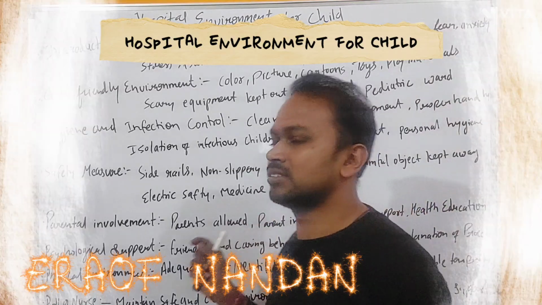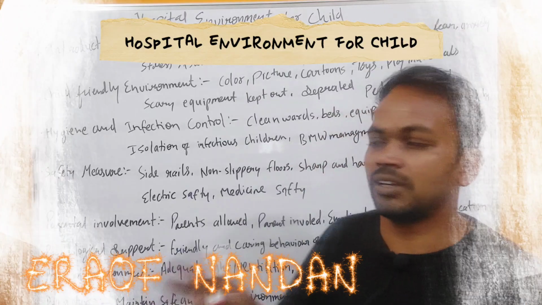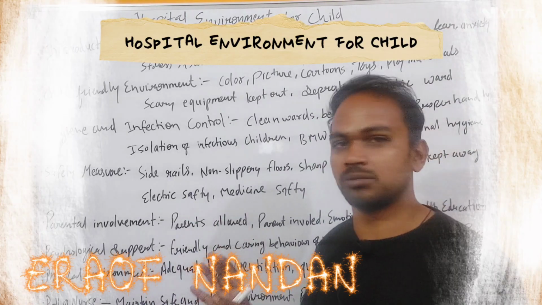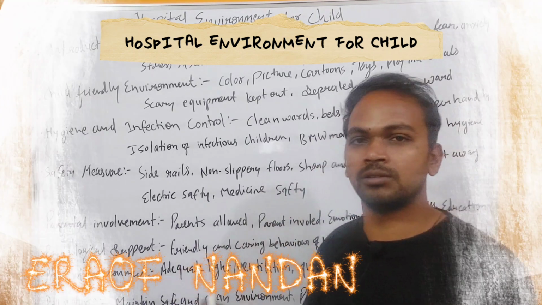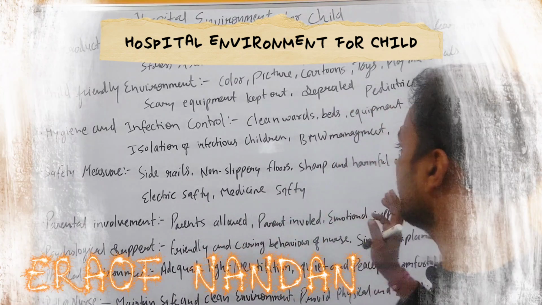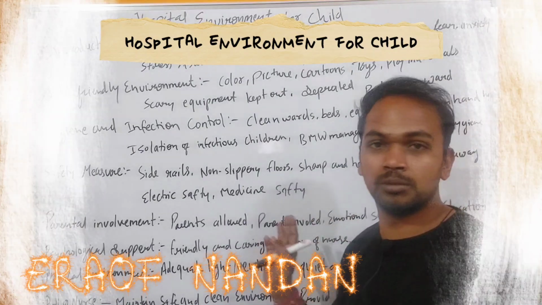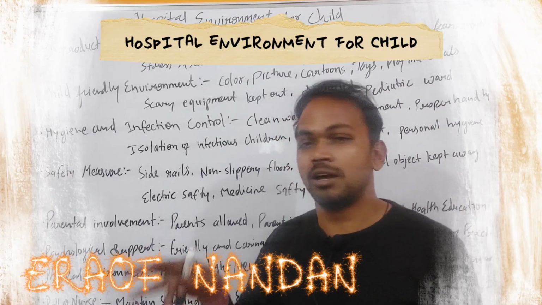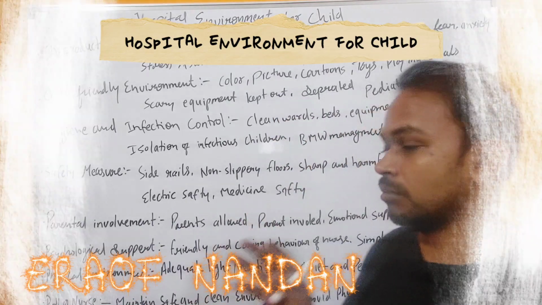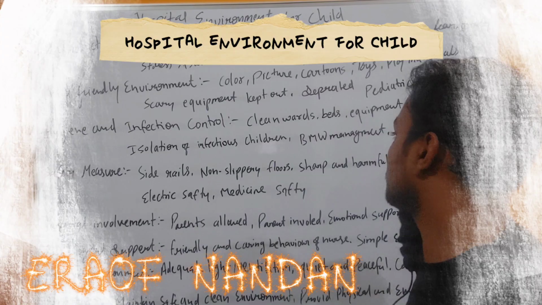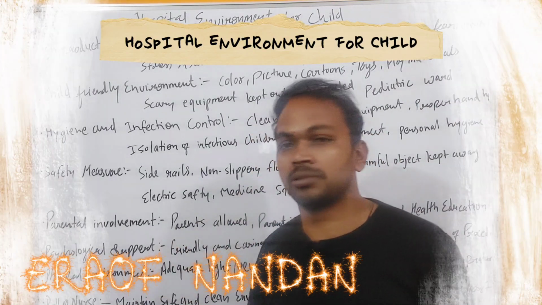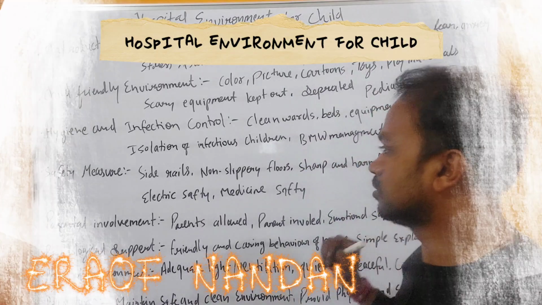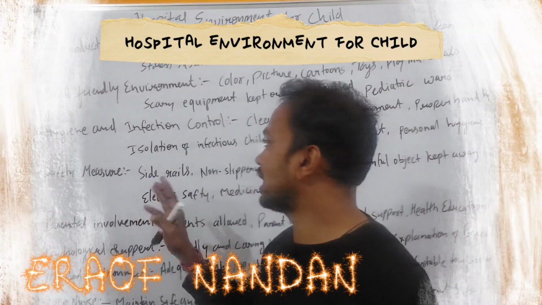Then the isolation of infectious children. If the child is infectious or infected, there should be isolation, means nursing barriers should be there. Isolation means no other child should go there. Then BMW management. The full form of BMW is biomedical waste management. Biomedical waste means whatever waste is there, the nurse has to manage it properly. Then personal hygiene means nurse hygiene. The nurse has to do all the procedures using gloves, hand hygiene, and masks, all the things. So it's done here, hygiene and infection.